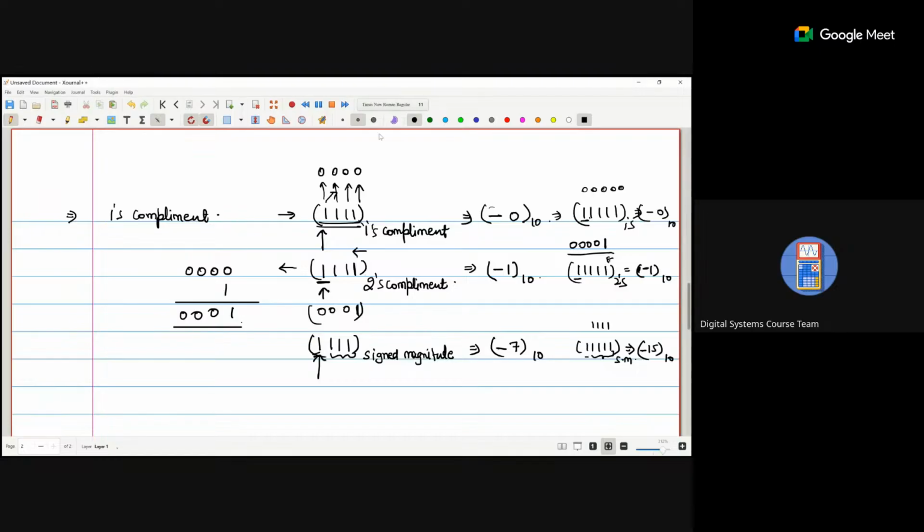Clear? Now if we take n bits, all n are 1. Any change in the data? For the 1's complement, no change. For the 2's complement, no change. For the sign magnitude, yes, definitely it will change. Okay. Yes, sir. Got it. Now you got question number 19.